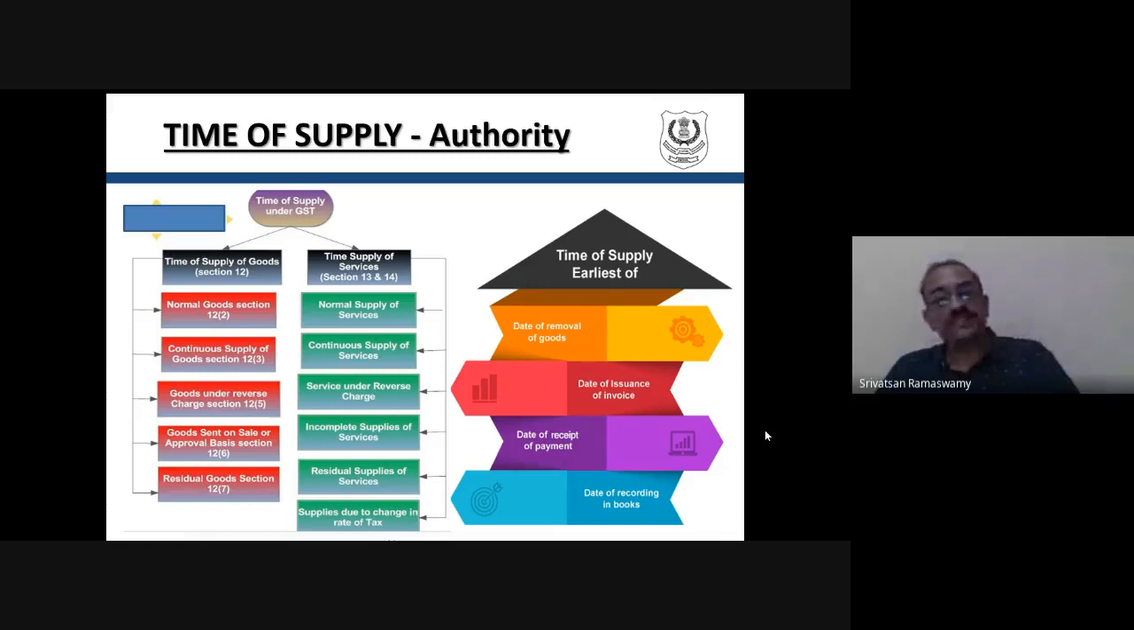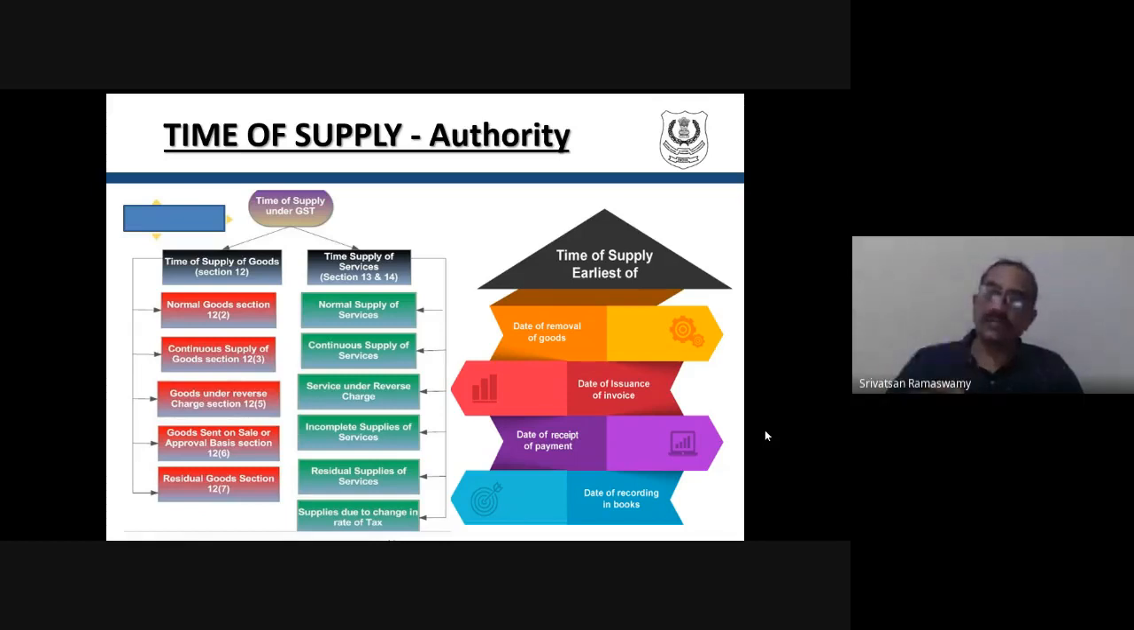I'll explain this. These provisions are there in section 12, section 13, and section 14 of the CGST Act. This slide shows you the authority and also the instances which recognize the time of supply both for goods as well as for services. It is either the date of removal of goods or provision of service, or date of issuance of invoice, or date on which an advance payment is received, or in case of reverse charge mechanism, date of recording it in the books of accounts. Out of these four instances, whichever happens the earliest will be the time of supply.